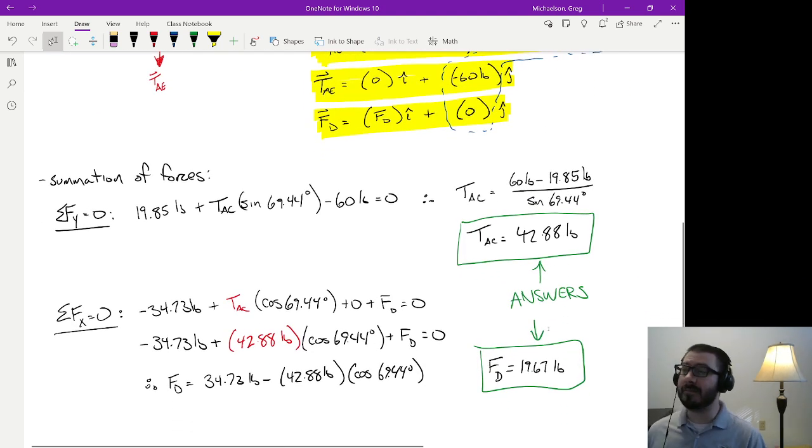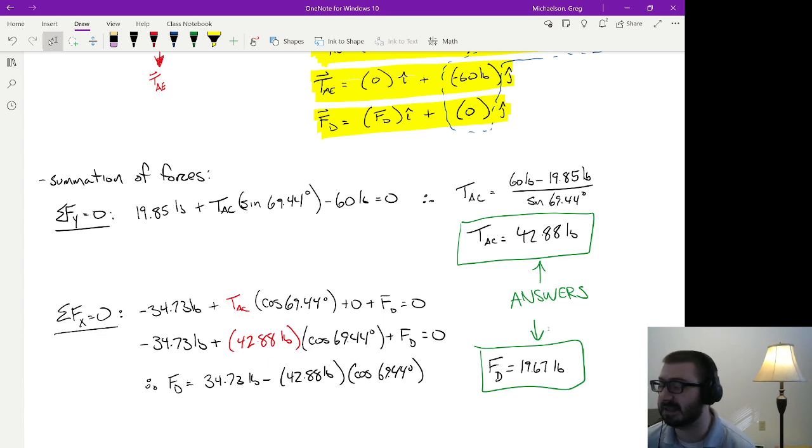So we sum forces in the Y direction first, and we get a tensile force in cable AC of 42.88 pounds. Then what we do is we sum forces in the X direction. And you can see, I wrote that in red, because when you write out the terms in the X direction, we already know that TAC. So we plug that in, solve, and here's our two forces.